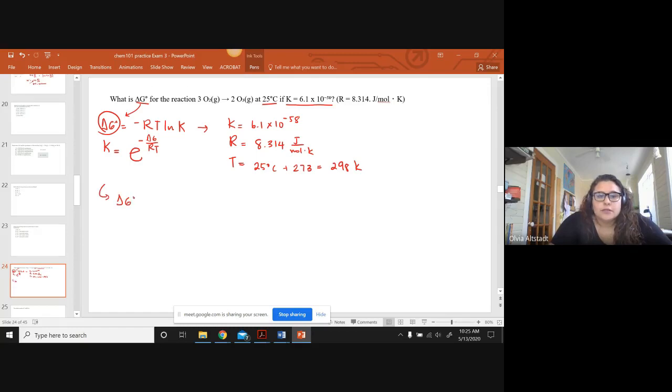So delta G is negative 8.314 joules per mole Kelvin, times T, which is 298 Kelvin, times the natural log of K, which is 6.1 times 10 to the negative 58.